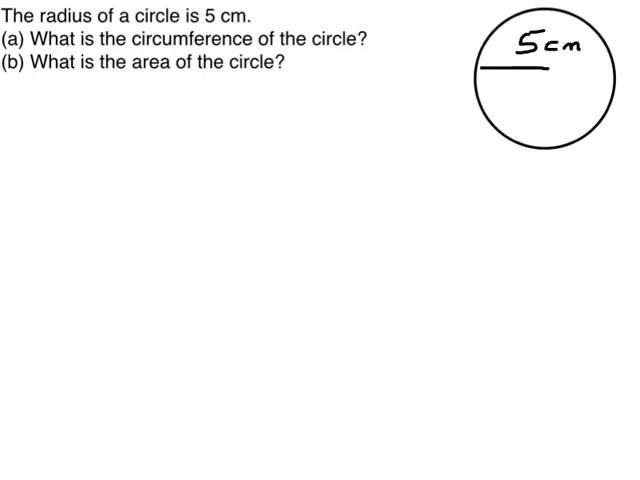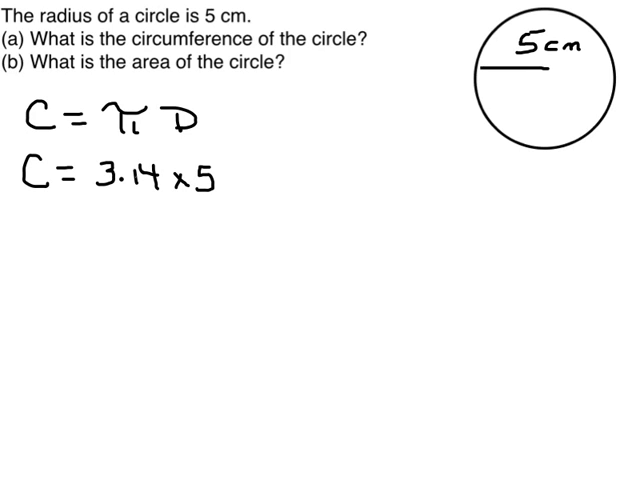Alright, this tells us that the radius of this circle is 5 centimeters. So it wants us to find the circumference and the area. Alright, so my formula for circumference equals pi times the diameter. So circumference equals 3.14 times 5. Wait a minute, 5 is the radius, so 10 would be the diameter. So you have to be careful there that you're using the right number.